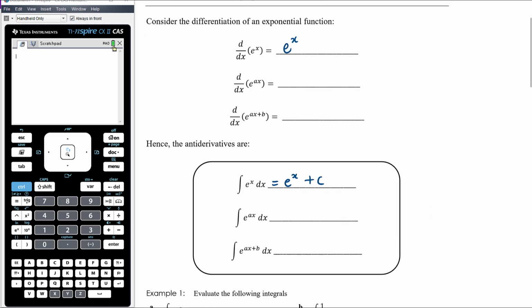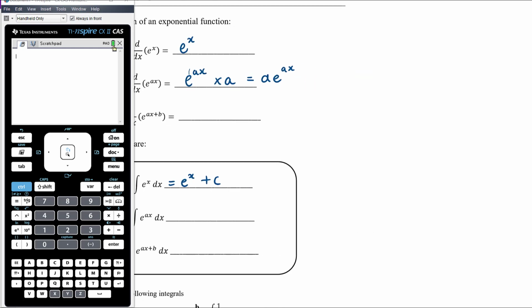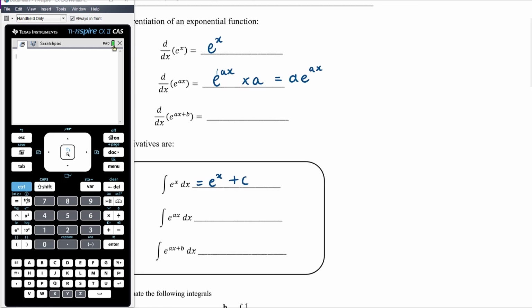Okay, let's think about the next one. So we know when we differentiate e to the ax, we use the chain rule, and we get e to the ax multiplied by a, which is the derivative of the inside. So we get a e to the ax. Okay, so I want to reverse that a bit more formally. So again, let's think about what we know. We know that when we differentiate the thing I've just highlighted in green, we get the thing highlighted in purple, which means that when we anti-differentiate the thing in purple, we get the thing in green.